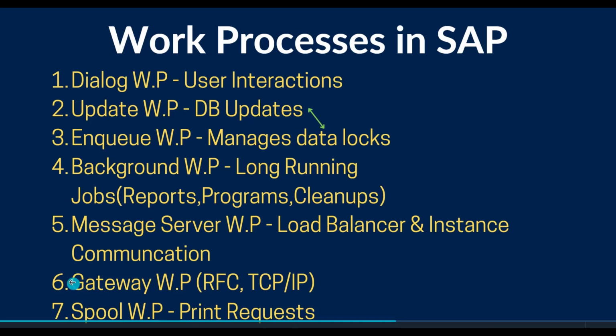About the gateway work process, we use it to connect third party external systems. We use this gateway work process for RFC connections, TCP/IP, HTTP and so on. And the spool work process: spool is nothing but printers. Whenever you configure new printers in the system, this work process is responsible for printing the request. So these are the available work processes in SAP.